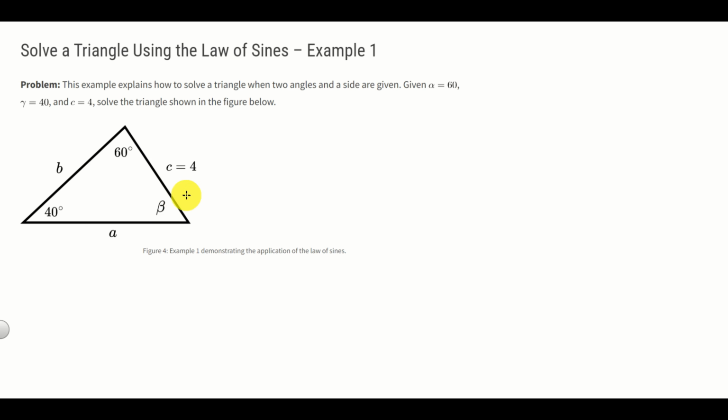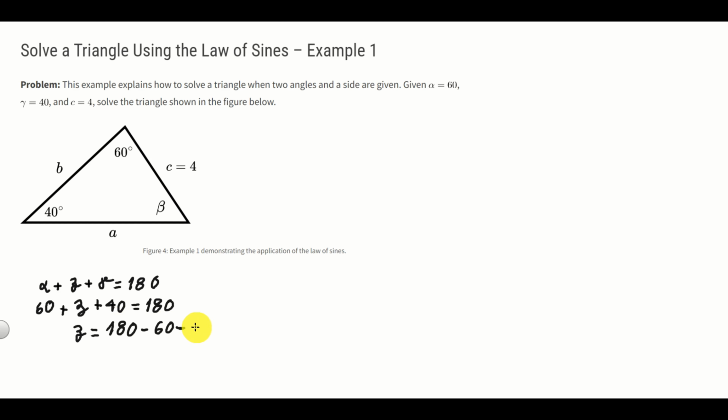Okay, first of all, let's determine the angle beta. We know that the sum of the angles in a triangle is equal to 180 degrees. Consequently, we can write alpha plus beta plus gamma is equal to 180. Alpha is 60, beta is not known, and gamma is 40. And this should be equal to 180 degrees. From here, we obtain that beta is 180 minus 60 minus 40. That is, beta is equal to 80 degrees.